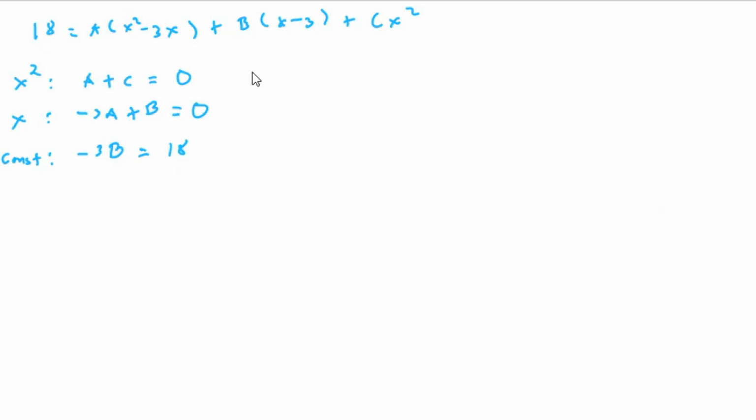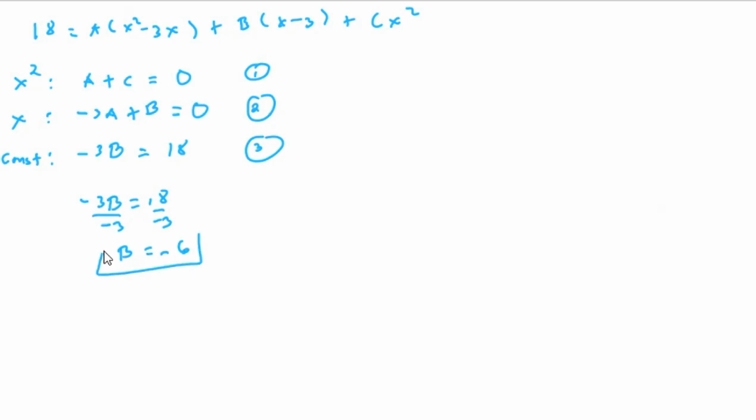So therefore, our first equation is a plus c is equal to 0. And the second equation will be negative 3a plus b is equal to 0. And for the third equation, we have negative 3b is equal to 18. So I will start now on the third equation to solve for b. We have negative 3b equals 18, so dividing both sides by negative 3, we have b is equal to negative 6.